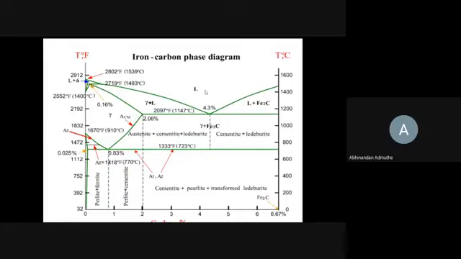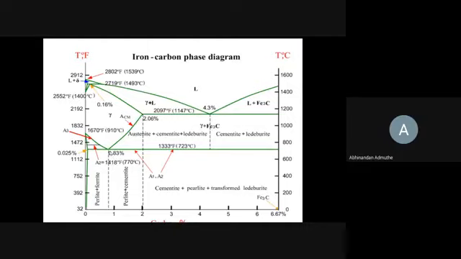So liquid transforms into two different solids, solid 1 plus solid 2. So solid 1 is gamma and solid 2 is cementite, because both the solids are different. So liquid transforms into solid 1 plus solid 2, we call eutectic type transformation. Obviously, these are reversible transformations.